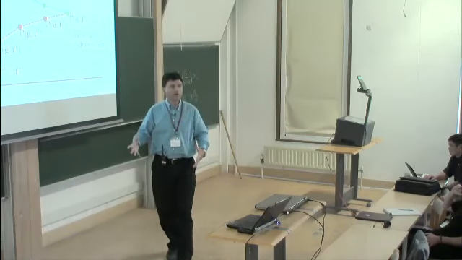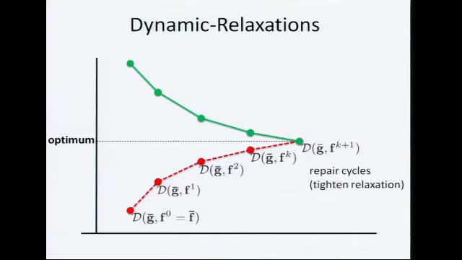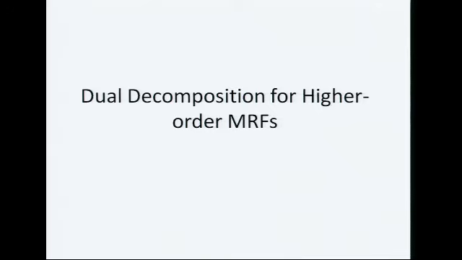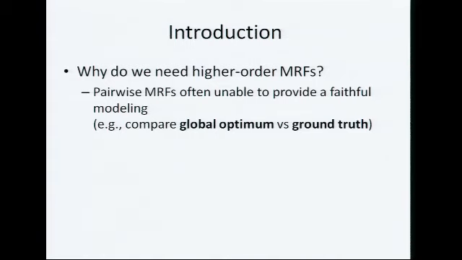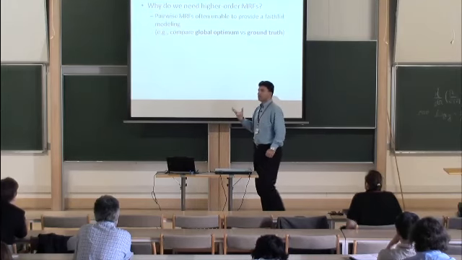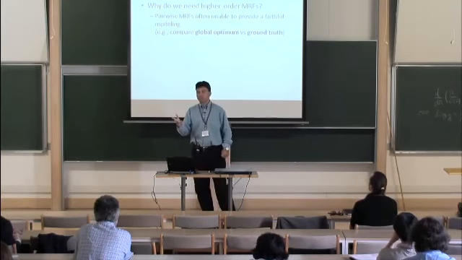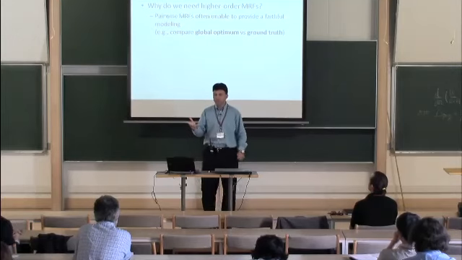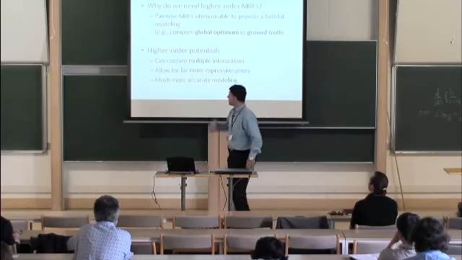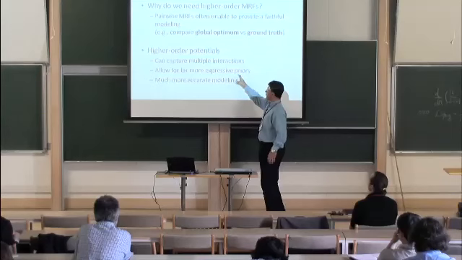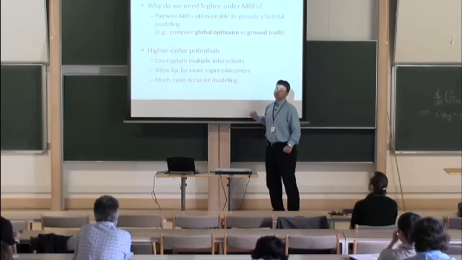So how can I go further and use the same ideas for higher order models? The idea of higher order models is that I don't have only two variables interacting. I have more than two variables that can interact, and this is going to allow me to model more complex behaviors. I'm going to use the same idea, the dual decomposition, again on the LP space, the duality. And the reason why I have to go to higher order is because pairwise models are fairly simple. There are very efficient methods to optimize them, but they cannot reproduce very complex behaviors. Okay? So higher order can capture multiple interactions, allow for more expressive power, and can produce much more accurate modeling.